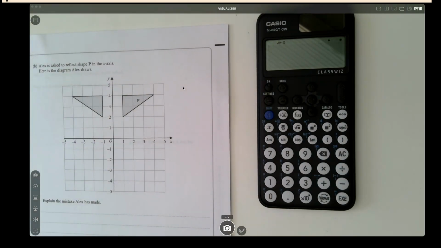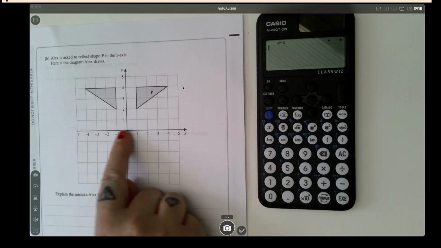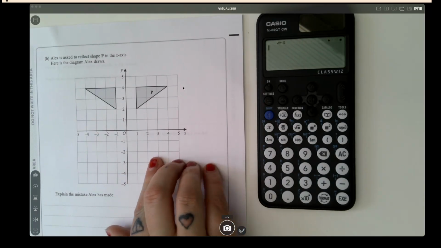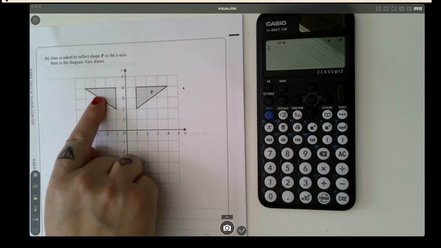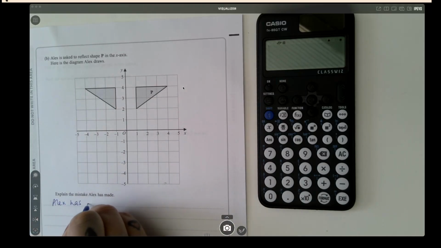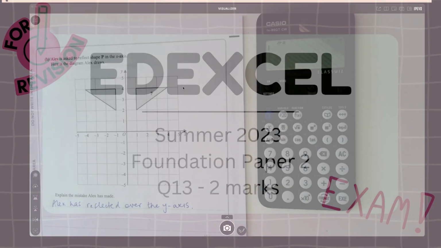Part B. Alex is asked to reflect the shape P in the x-axis. Here is the diagram that Alex draws. Explain the mistake that he's made. Well, if we were reflecting P in the x-axis, we'd reflect it over the line, so it'd flip over this way and it'd be in this quadrant. What Alex has done is he's reflected it over the y-axis. So Alex has reflected over the y-axis. So just a quick explanation.